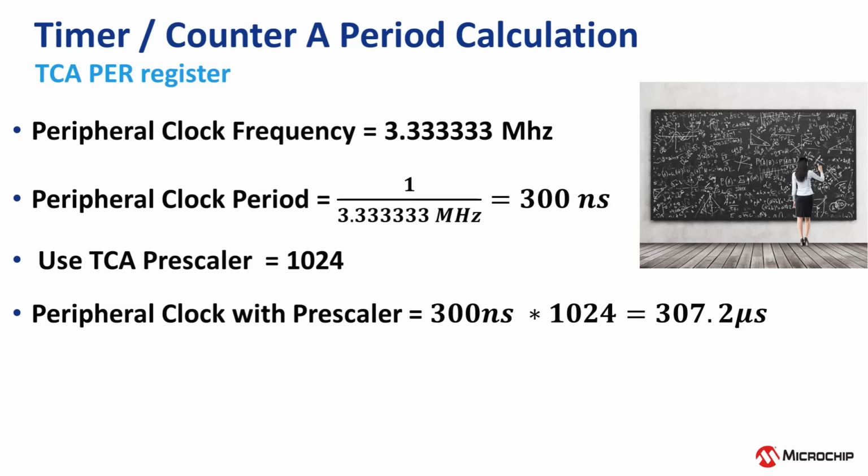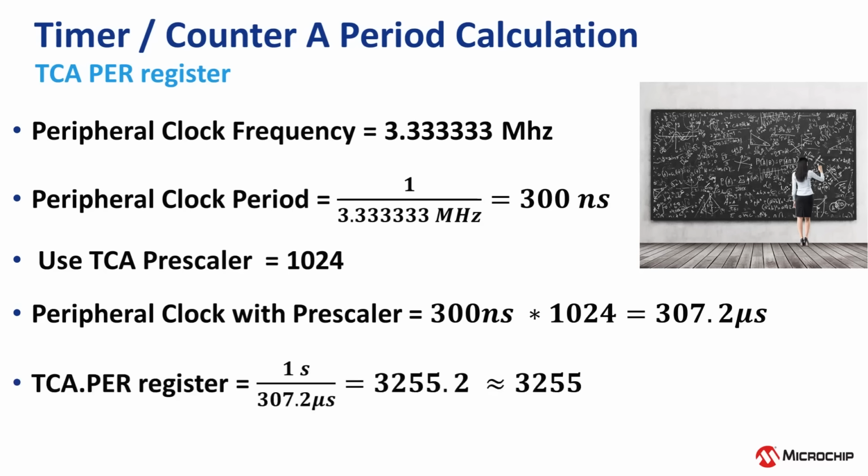So then, 300 nanoseconds multiplied by 1024 equals 307.2 microseconds. Now we just need to figure out how many times 307.2 microseconds goes into 1 second. The answer is 3255.2. But since we need to use an integer, let's just truncate that to 3255.